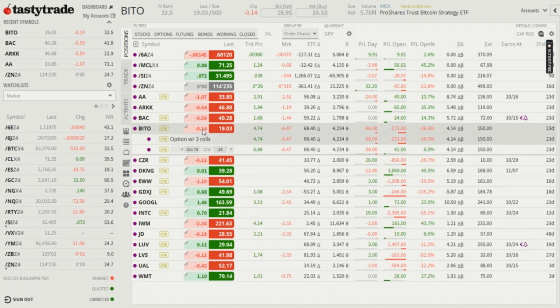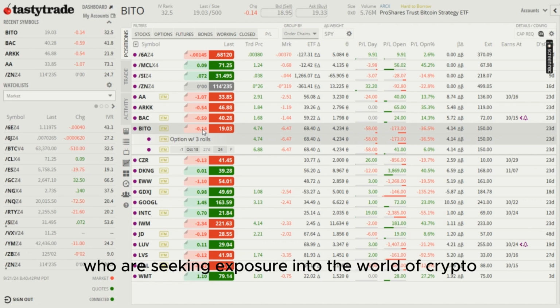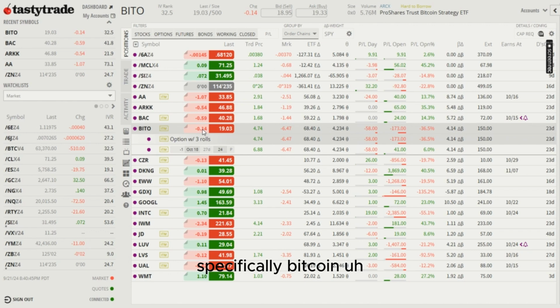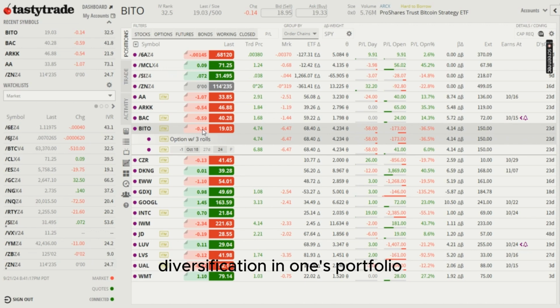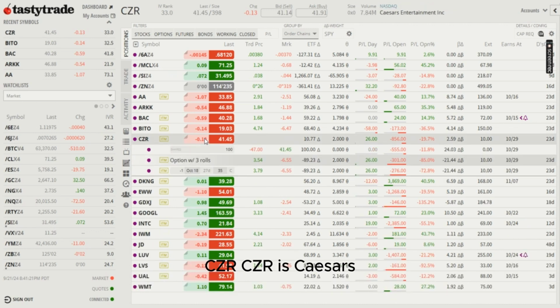BITO. For those of you seeking exposure to the world of crypto, specifically Bitcoin, this is one of the ways to go about it. BITO, I believe, is the only ETF where one can buy or sell options. And I think these are not based on the spot or cash markets, but on futures, or forward-looking instruments. So for those of you who are looking for that, it's a good product to have. I think it can provide further diversification in one's portfolio for someone seeking that kind of exposure.